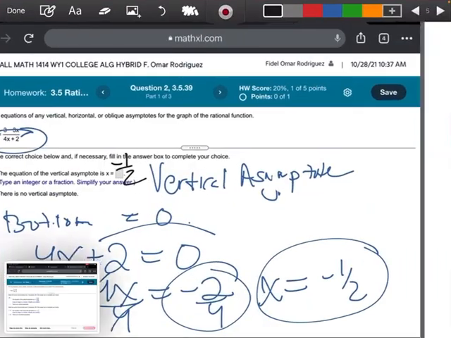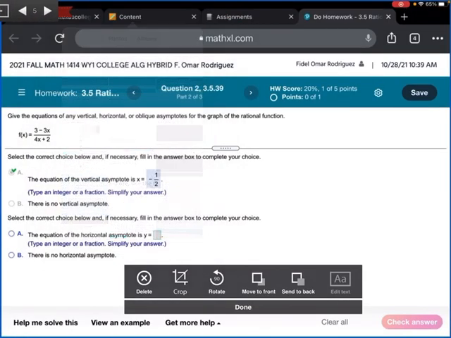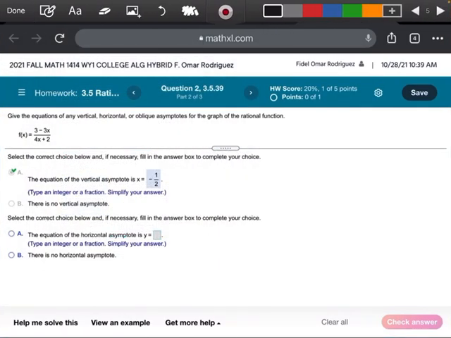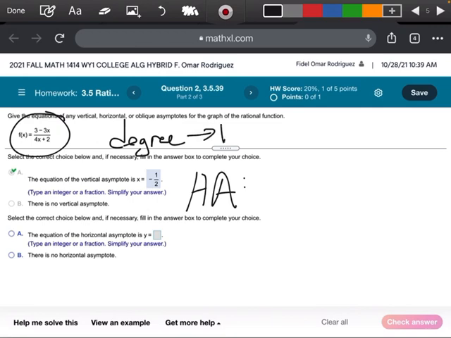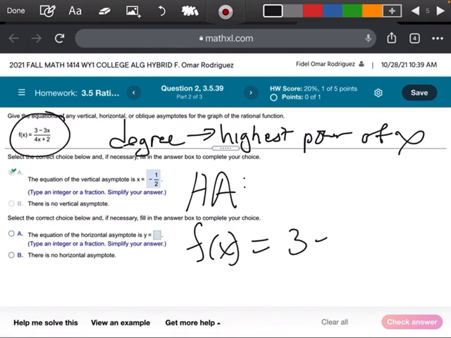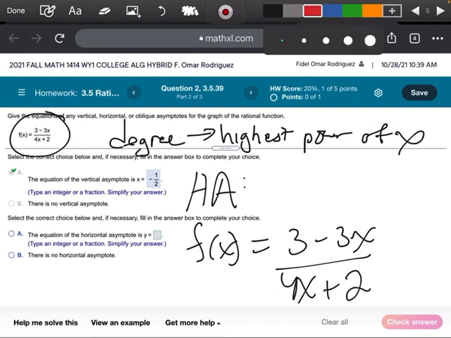Okay, so let me do this, and let's come back to our problem. And I'm just going to pull up the same picture so that now we can do the horizontal asymptote. Okay, so in finding the horizontal asymptote, or the HA, the way we're going to do this, y'all, is we're going to look at the degree of the top and the degree of the bottom. What I mean by the degree is it's the highest power of x.